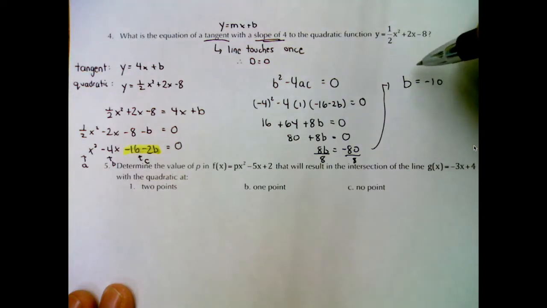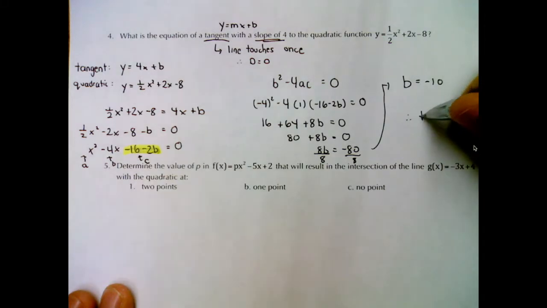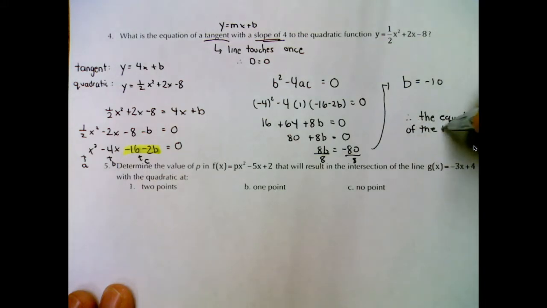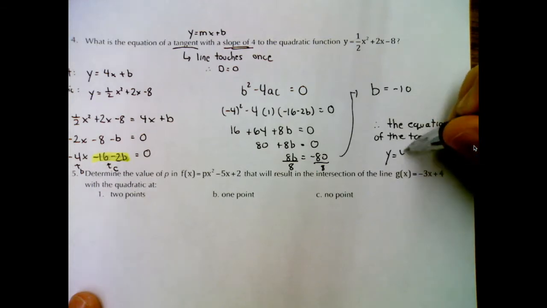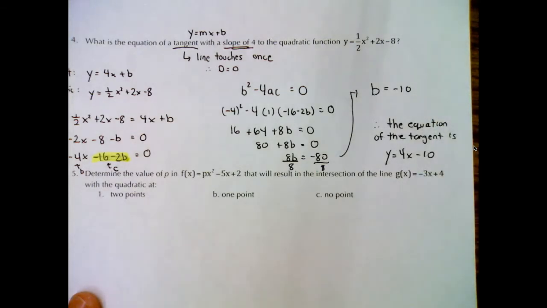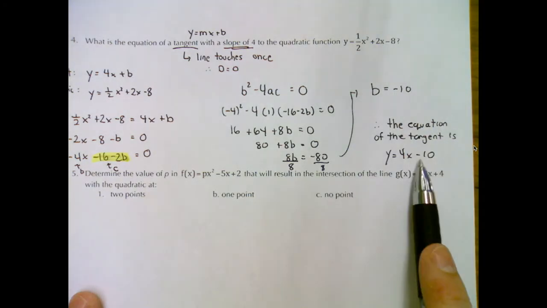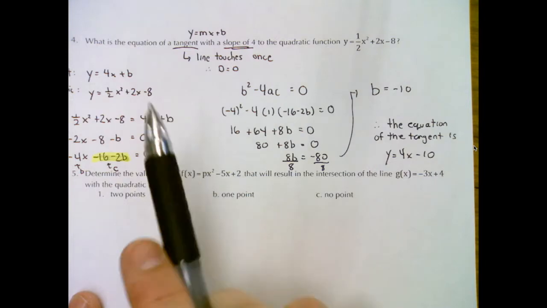Once we know b equals negative 10, we can write the equation of the tangent. Therefore, the equation of the tangent is y equals 4x minus 10. And now if we were to graph this line and this parabola, this line would only touch this parabola once. Where? Doesn't matter, because it doesn't ask that. All it asks is what the equation of the line is.